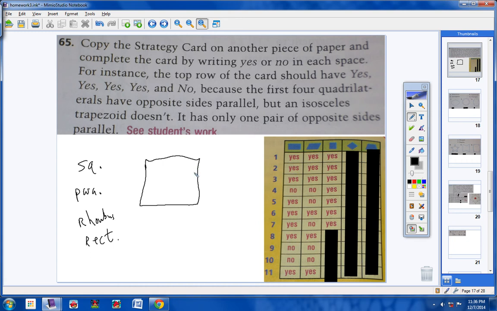Number 8, diagonals bisect each other. Yes, because a square is a parallelogram, and parallelograms have diagonals that bisect each other. Number 9, diagonals are perpendicular. Let's see, in a rhombus, the diagonals are perpendicular, and a square is a rhombus, so yes. Number 10, diagonals bisect vertices. Well, remember, a square is a rhombus, and when you have a rhombus, the diagonals always bisect the vertices.